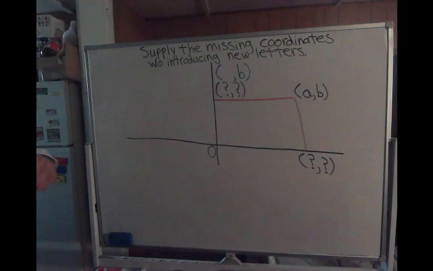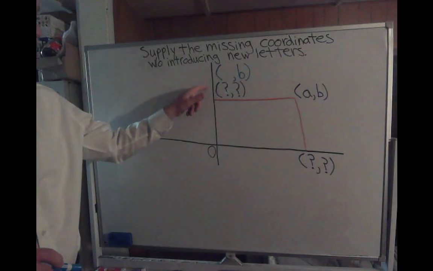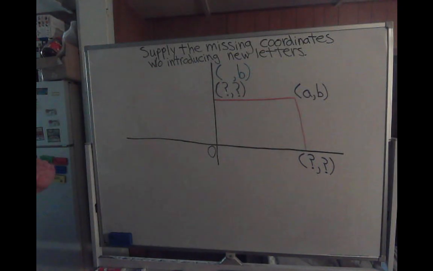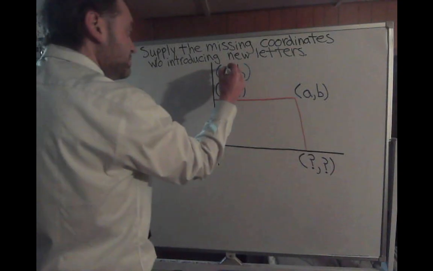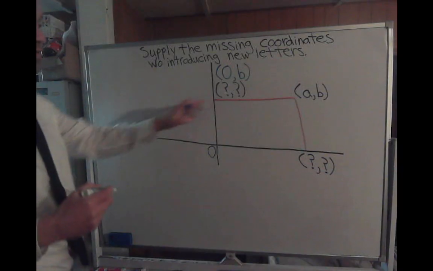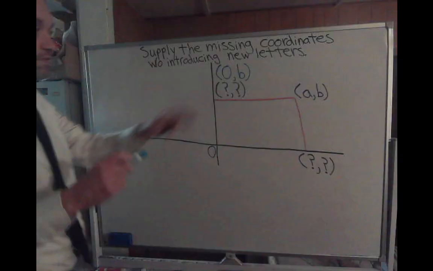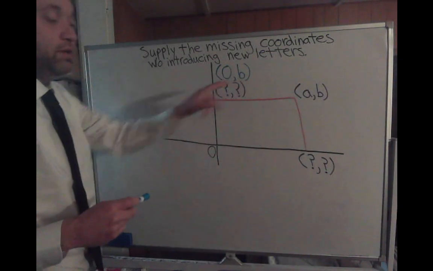But what about the missing x coordinate? Well, we haven't changed from the origin in terms of x, so the missing x coordinate would be 0. So the coordinate for this would be 0, B, because it's over 0 units, but it's up B units.